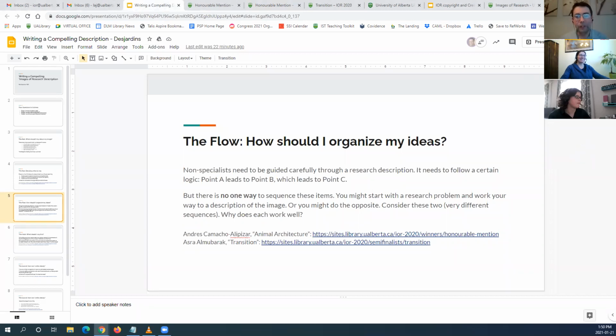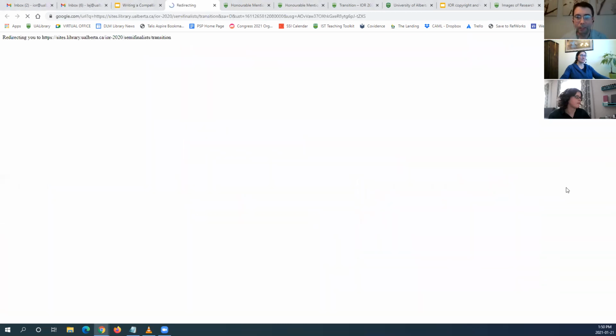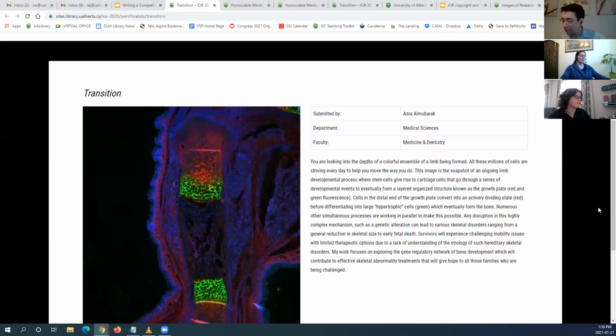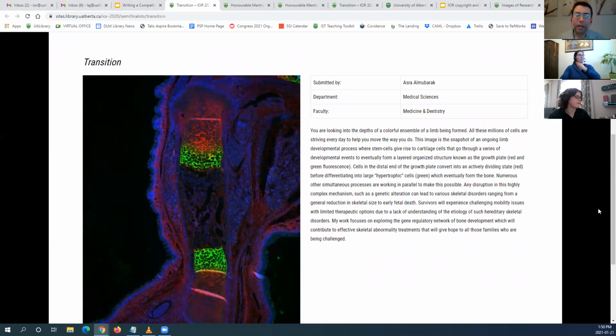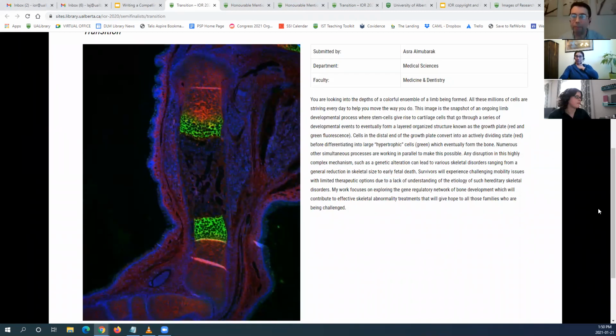If we go to this image called transition at the bottom, it's another very nice one. So this description, I won't read the whole description. We're running low on time, so I won't read the whole description for you. But what happens is this description tells the story of a research project. It begins by directing the viewer's attention to the image, which is mysterious and beautiful.